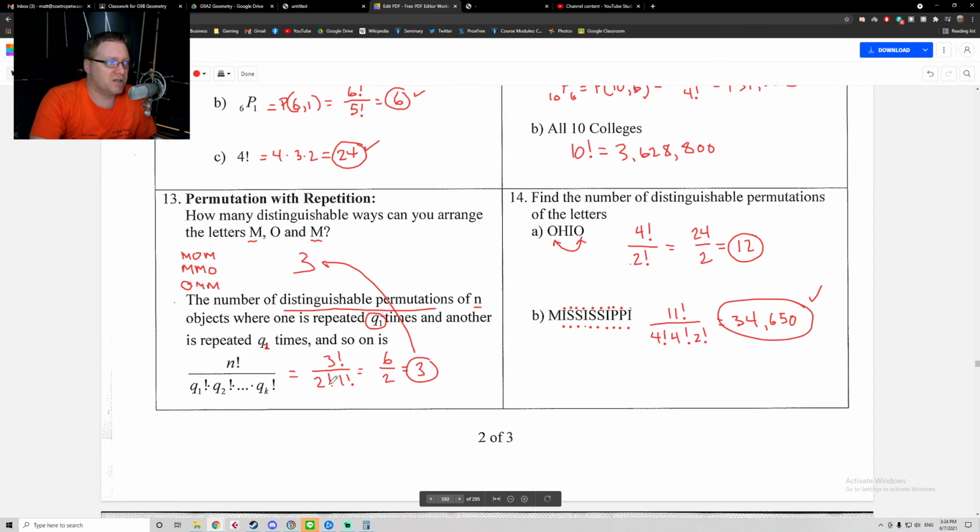And then this one is if we have different objects, but they might repeat, and we want to find out how many different ways we can put them in order. We use this formula. Those are the two important things to learn.